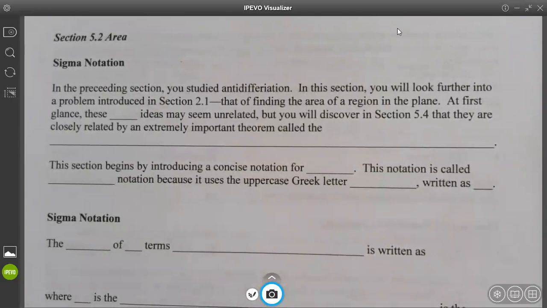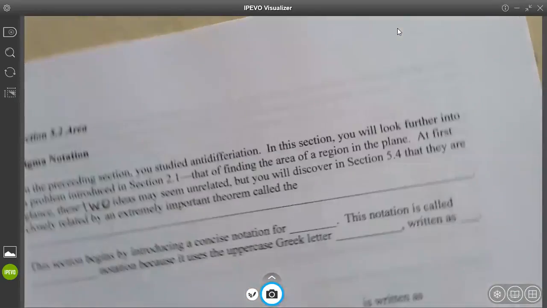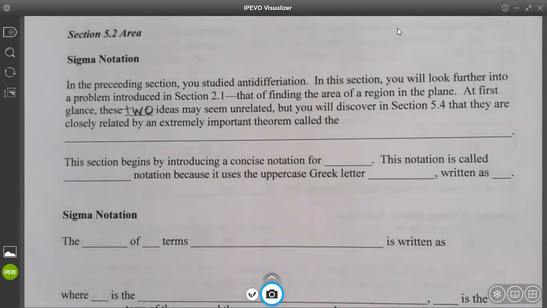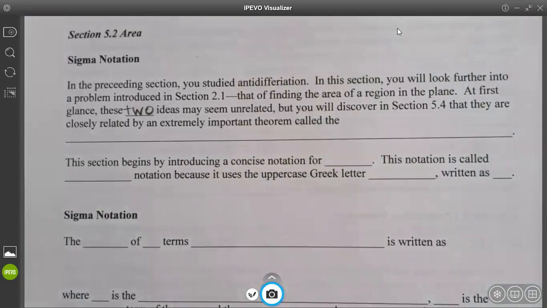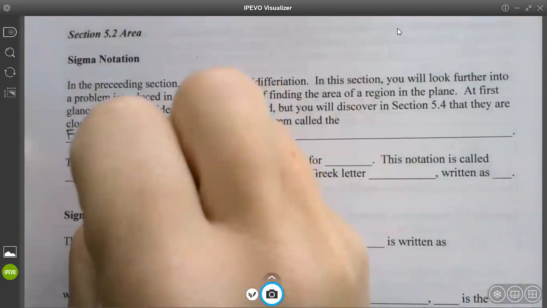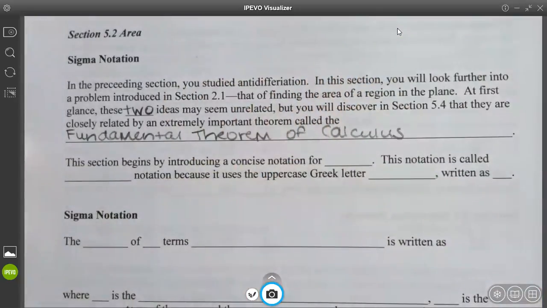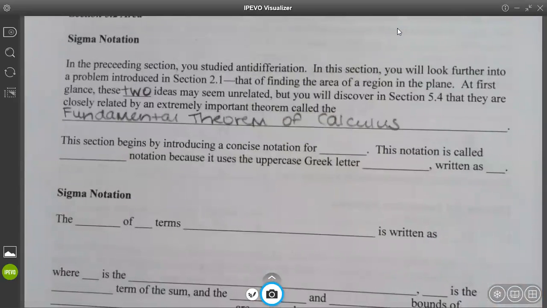Okay. So sigma notation. In the preceding section, you studied anti-differentiation. In this section, you will look further into a problem introduced in section 2.1, that of finding the area of a region in the plane. At first glance, these two ideas may seem unrelated, but you will discover in section 5.4 that they are closely related by an extremely important theorem called the fundamental theorem of calculus. So this fundamental theorem of calculus is one of the things that you're tested on the AP exam. You had a fundamental theorem of algebra that you knew, but you didn't know it was called that. So once we get closer to the AP exam, we'll keep hashing over this stuff.